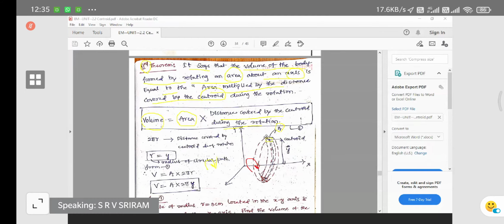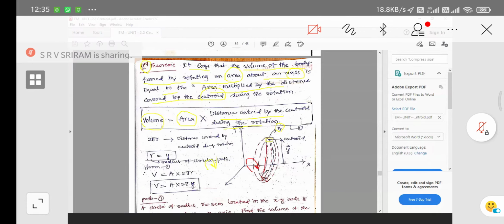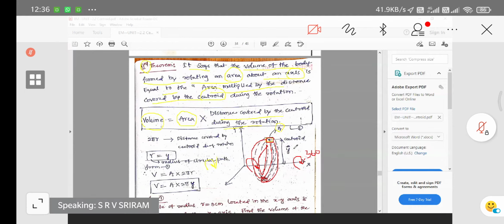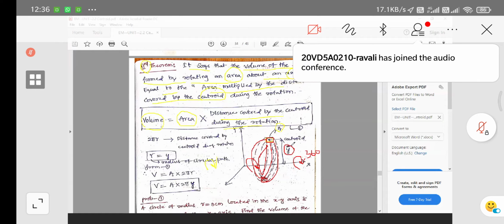So how many vertices are there? Four vertices are there for this rectangular area. So each and every vertex moves in three dimensions, because this is a solid object. So I will get a rectangular circular ring. Why am I calling it a circle? Because it is going to be rotated through 360 degrees. That is why it makes a circle with the distance of y. So the central distance is y, or otherwise you will call it y bar.